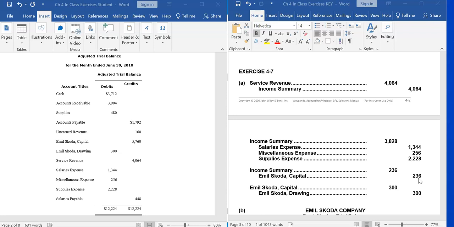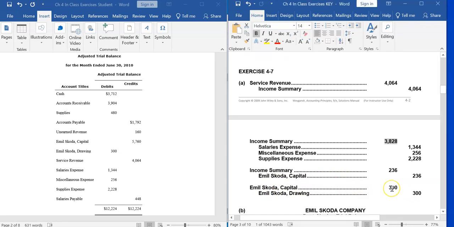The fourth closing entry will be to close out the owner's drawings account. We can see at the end of the month, the owner's drawing account has a $300 debit balance. To close out the debit balance, we need to credit that account. We will credit Scotia's drawing account for $300, and we will transfer that amount of drawing directly into the owner's capital account with a credit of $300.